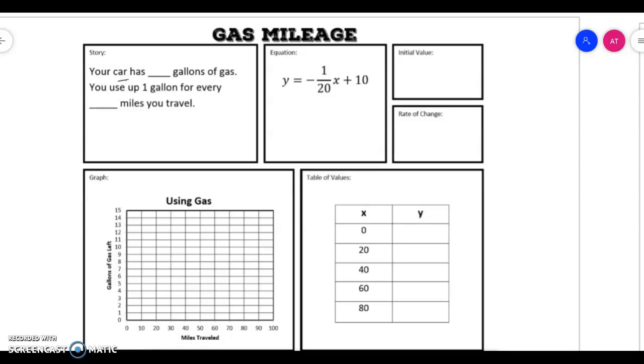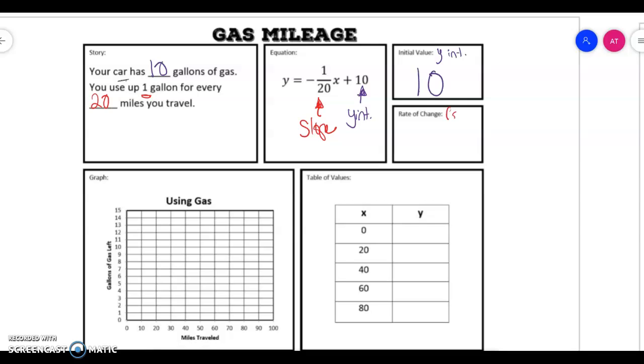Which one is my slope? Well, negative 1 over 20 is my slope. So for every 1 gallon of gas, I can travel 20 miles. How many gallons of gas does my car start with? Well, remember the y-intercept is the initial value where I'm going to start. So I only have 10 gallons of gas in my car. How sad. So my initial value, which is my y-intercept, is 10.